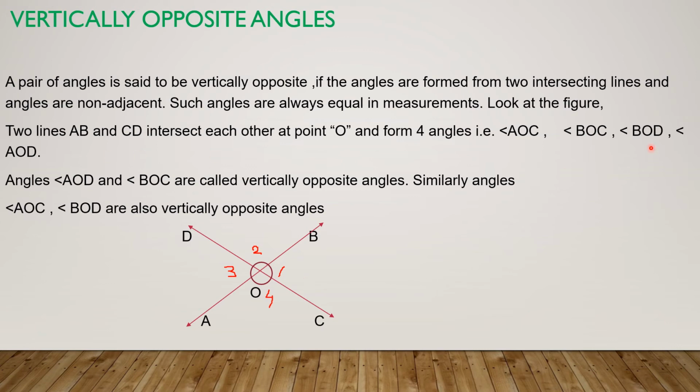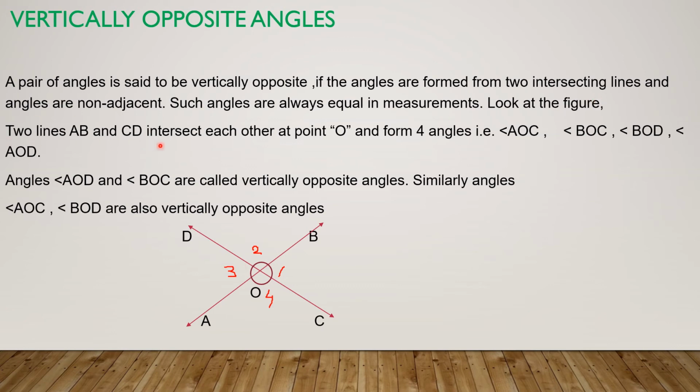Hope you got it. Now look here. Once again, see the definition. A pair of angles is said to be vertically opposite if angles are formed from two intersecting lines and angles are non-adjacent. Got it? 1 and 3 are non-adjacent, so they are vertically opposite. 2 and 4 are non-adjacent, so they are vertically opposite. And one more piece of information is given to you, that vertically opposite angles are always equal in measurement. If angle 1 is of 70 degrees, angle 3 must be of 70 degrees. Vertically opposite angles always have the same or equal measurement.